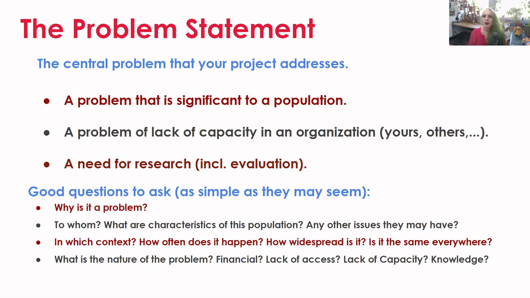Is it a financial problem? Is it a problem of lack of access, lack of capacity, lack of knowledge? This is important because it's going to tie into what you're going to present as a solution in the rest of your grant. So yes, we're still in the problem statement. We're really just talking about the problem, but the way we look at the problem and the amount of information that we can gather around it will help us shape the rest of the grant. So it's really important to do this sort of extra thinking around the problem.